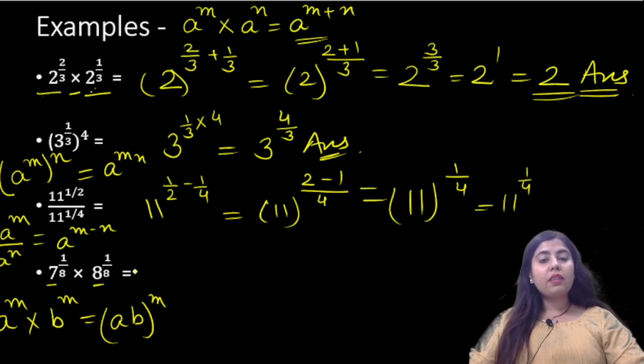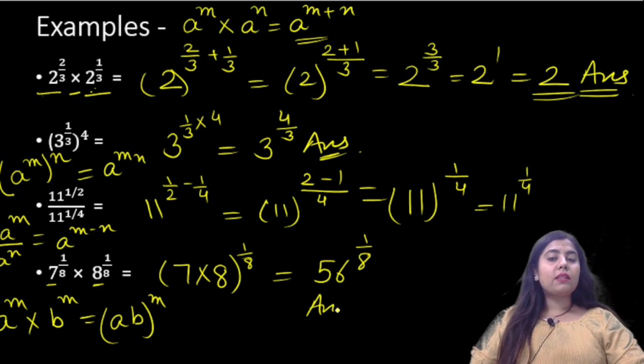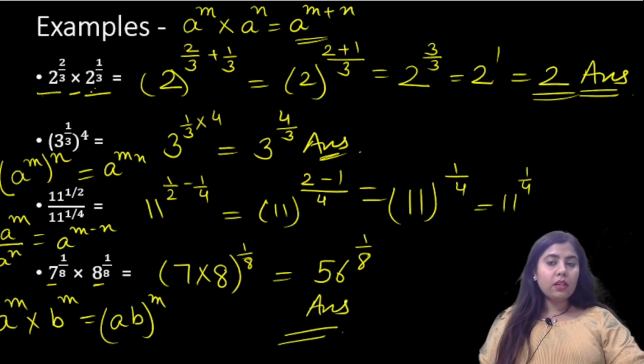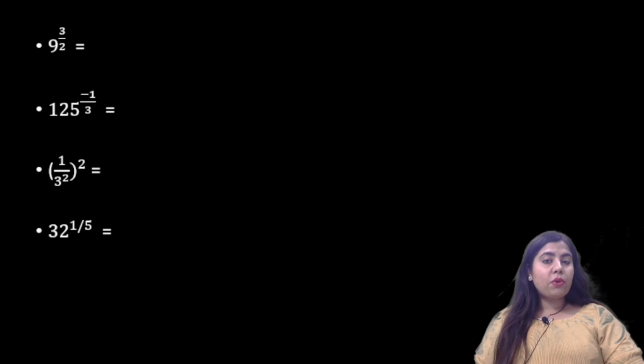given power. So 7 raised to the power 1 by 8 into 8 raised to the power 1 by 8 is 7 multiply 8 raised to the power 1 by 8. Now 7 multiply 8 is 56, raised to the power 1 by 8. This is the answer. Clear? Now see, we have some more examples.